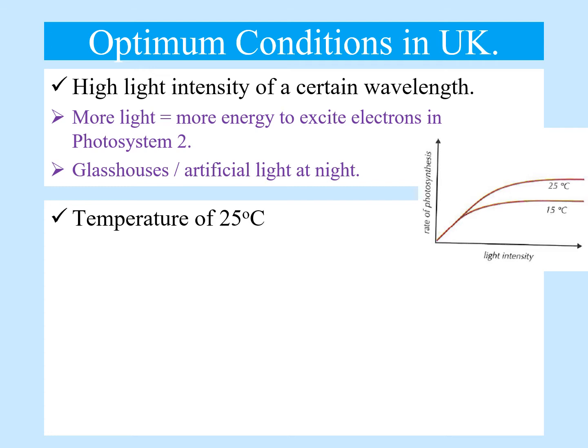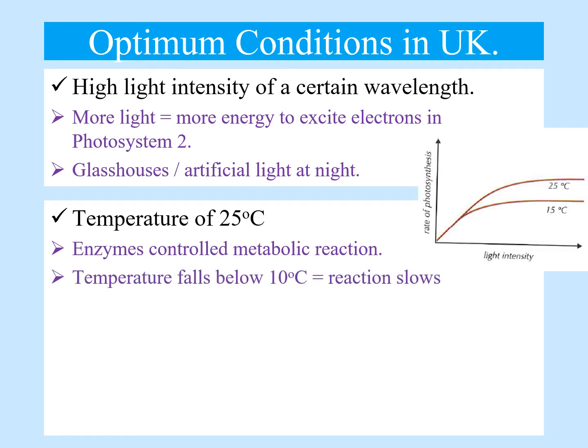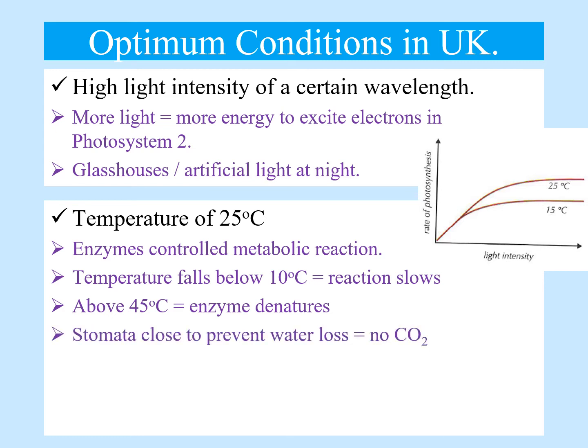A temperature of about 25 degrees is the optimum for most plants. You can go slightly higher, but it causes a strange side effect, which we'll talk about right at the end as an extension. Basically, enzymes control the reactions. If the temperature falls below 10 degrees, the reaction slows down, and if it goes above 45 degrees, the enzymes will denature. So it's not above 25 degrees that the enzymes denature, it's 45 degrees. We'll talk about why 25 degrees is important right at the end.